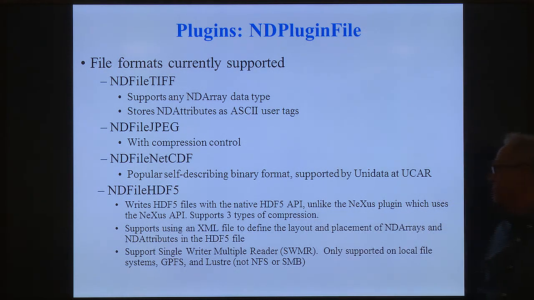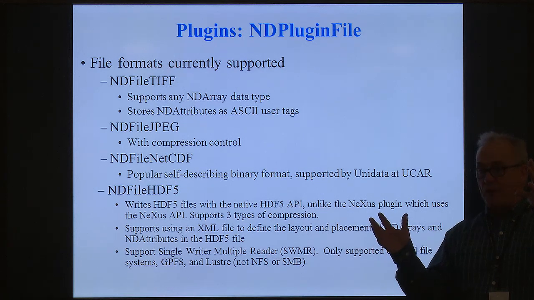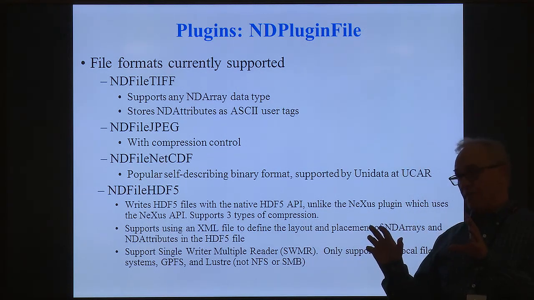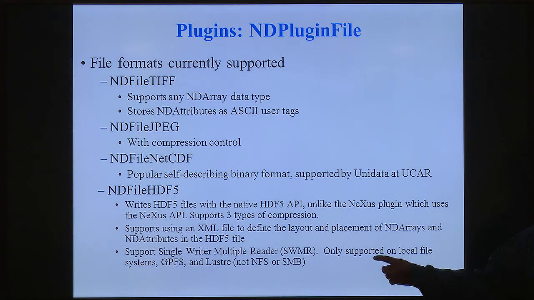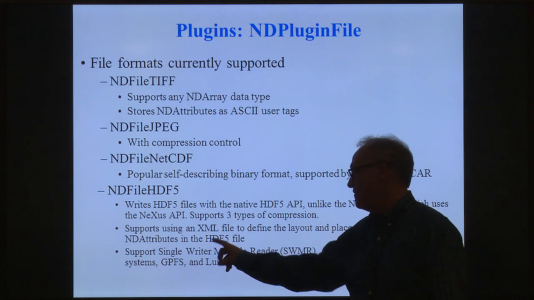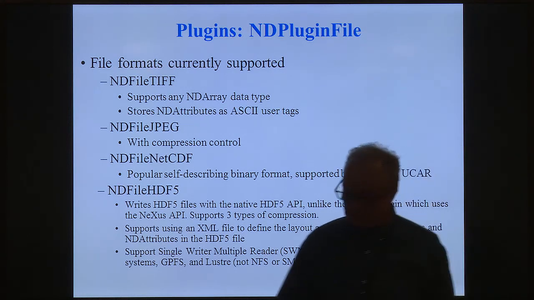It supports compression, and with the HDF5 plugin, there's a default layout for where the data goes in the file, but if you want to control the layout, you can create an XML file that says this is where this attribute should be put in the HDF5 file, this is where the data should be put, and so on. And it also now supports single writer, multiple reader. So as areaDetector is streaming the file to disk, clients can be opening and viewing the file while it's being written. But that's only supported on certain file systems like GPFS and Lustre. It's not supported on NFS or SMB file systems, for example.